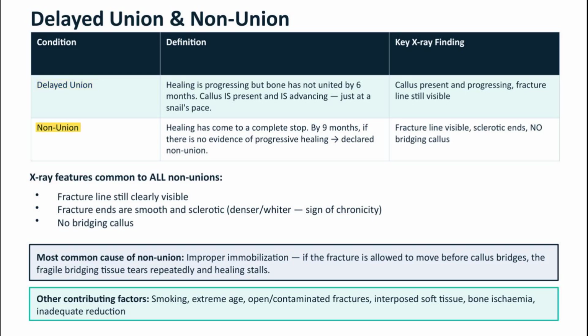Next, non-union. Healing has come to a complete stop. By 9 months, if there is no evidence of progressive healing, the fracture is declared a non-union. The fracture line remains clearly visible on X-ray. Here are the characteristics common to all non-unions on X-ray. The fracture line is still visible. The fracture ends are smooth and sclerotic, meaning denser or wider than normal bone, which is a sign of chronicity. And there is no bridging callus.